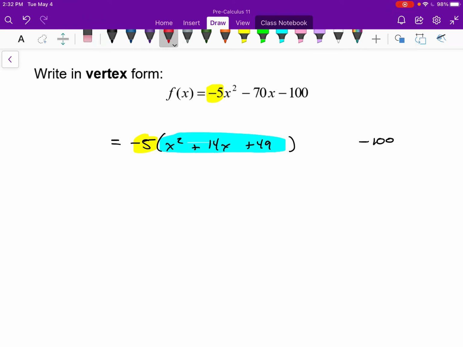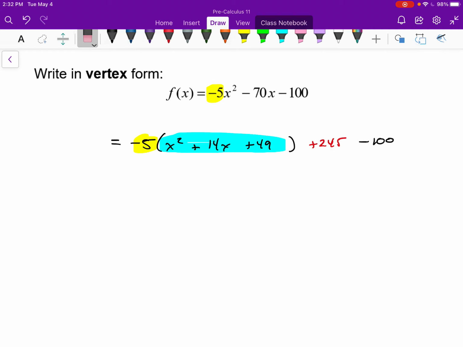How do I have to balance it out? Well, yes, I wrote down plus 49, but really it's being multiplied by negative 5. So it's negative 5 times 49, which is, calculate that, negative 245. So when I wrote that plus 49 inside the brackets, I actually subtracted 245 from this function because it was multiplied by a negative, which means I have to add 245 to this function to make it all balance out.